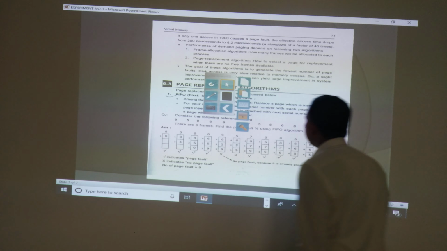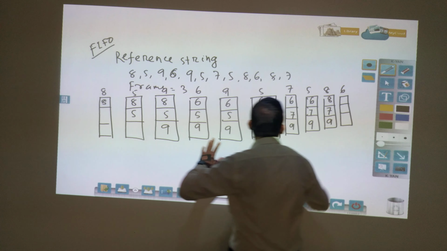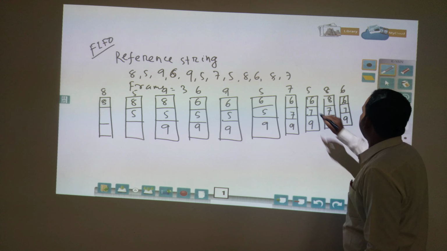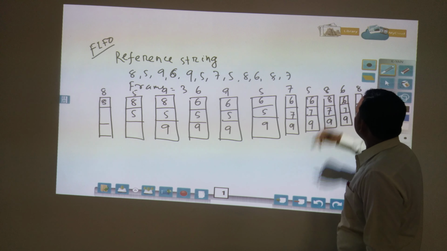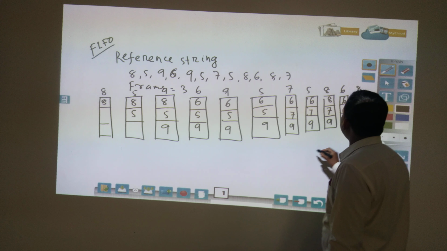6 is inserted. So we have to cut again the first string, first string was 8, so we have to cut 8. 6, 7, 9. Again 8 is there. Again which one is replaced? 9 is replaced, 6, 8 and 9. Again 7 is there.